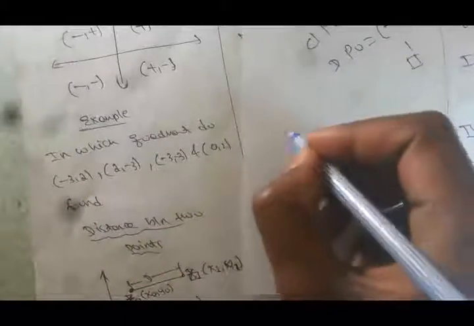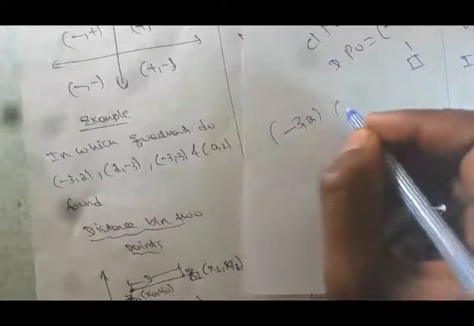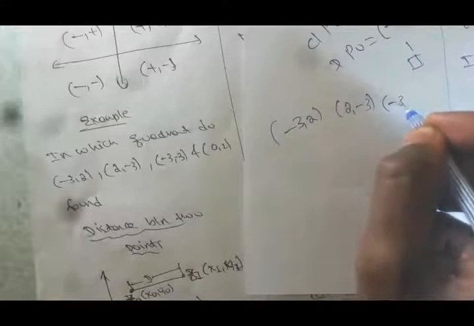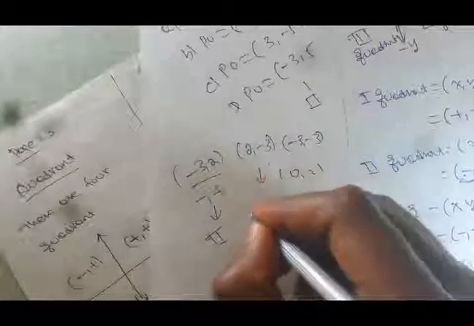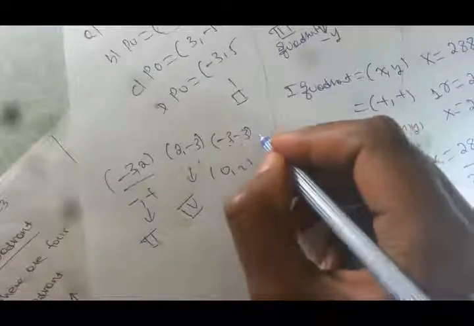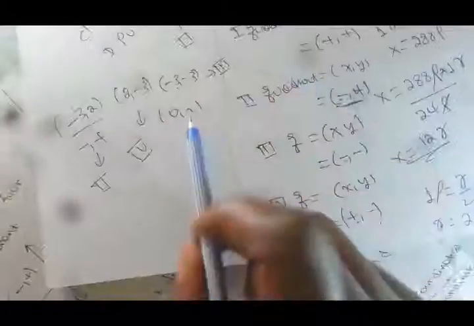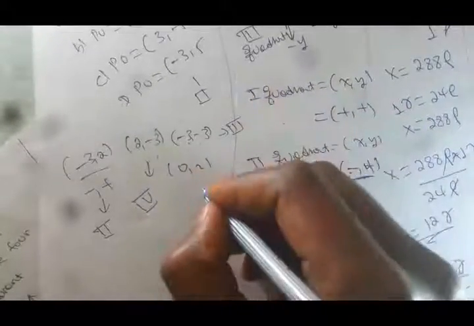And let's do another example. For example, (-3, 2), (2, -3), (-3, -3), and (2, 2). (-3, 2) is negative, positive. Where do negative, positive points lie? It is found in the second quadrant. And positive, negative is found in the fourth quadrant. And negative, negative is found in the third quadrant. Positive, positive is found in the first quadrant.